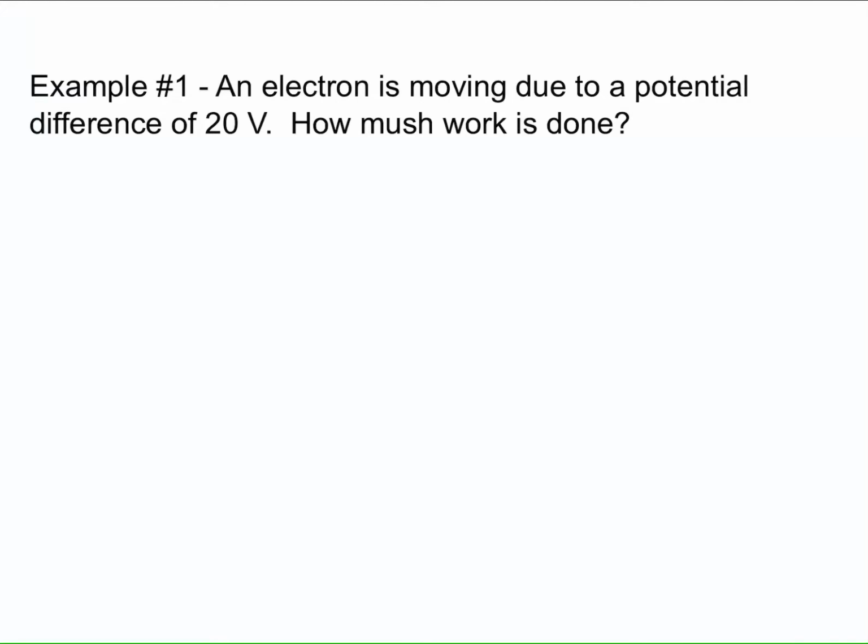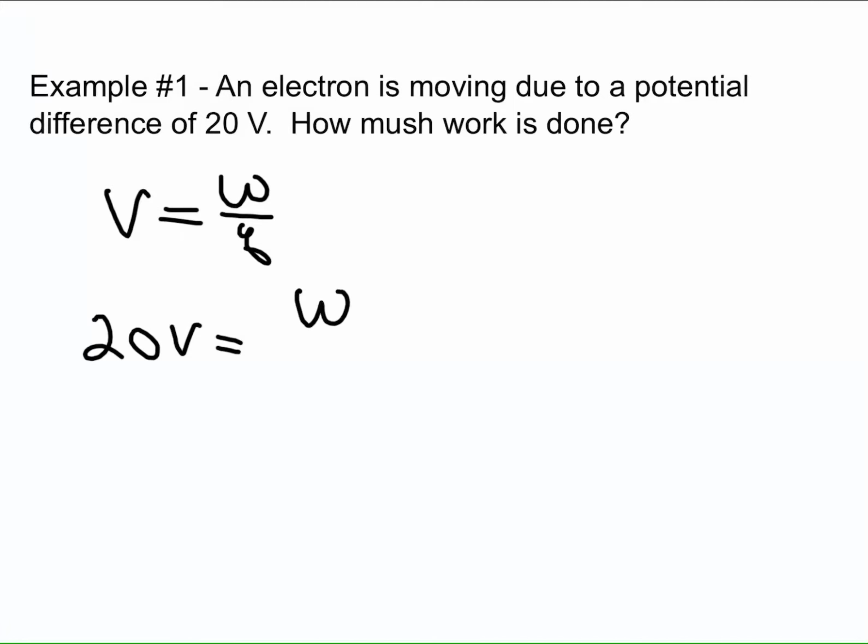So here's a quick example of something you would see with volts that's not attached specifically to circuits. You've got an electron moving due to a potential difference of 20 volts. How much work is done? So we start with this. We know that this is 20. We're looking for work now.